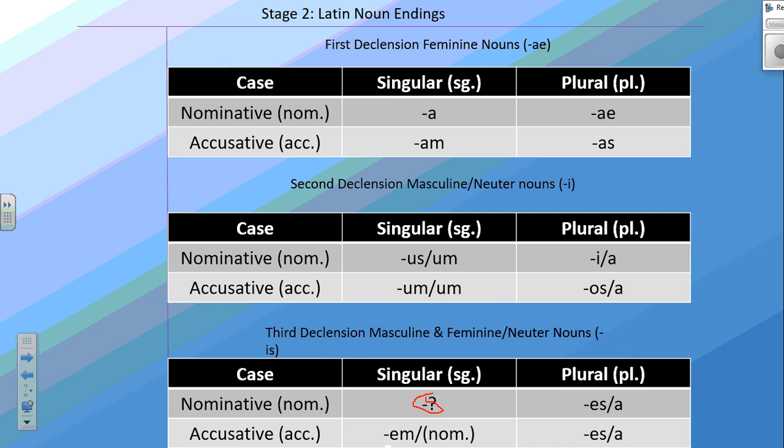Number endings to the left of the dash this time are masculine and feminine endings. They have the same form. And then letters to the right, I don't know why I'm saying numbers, are going to be your neuter forms.